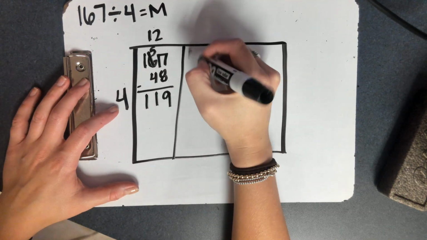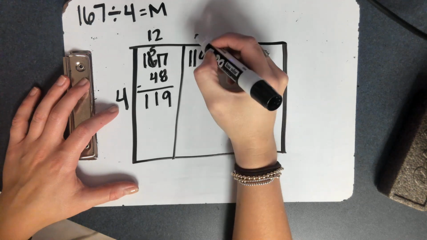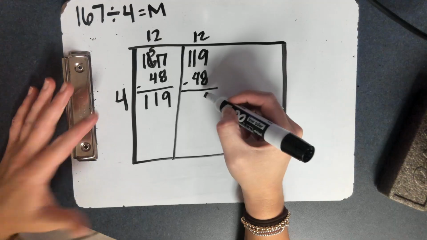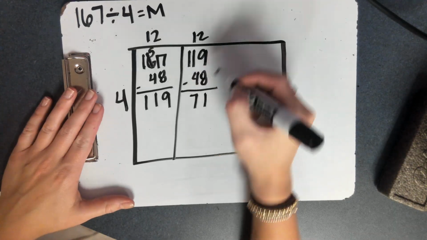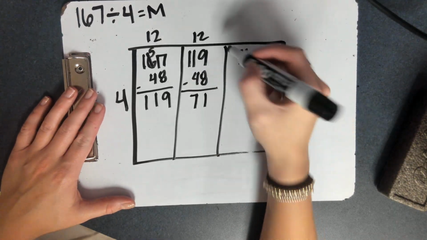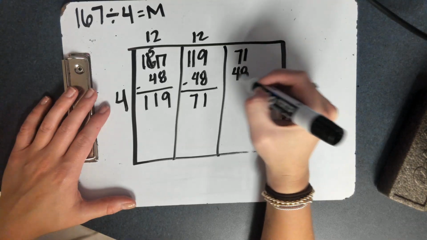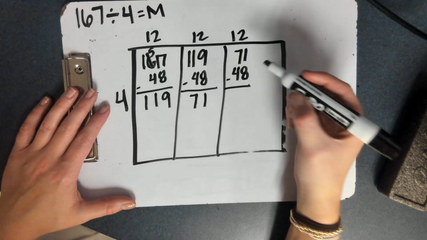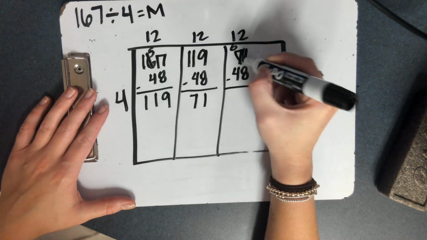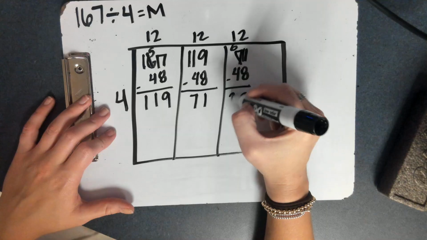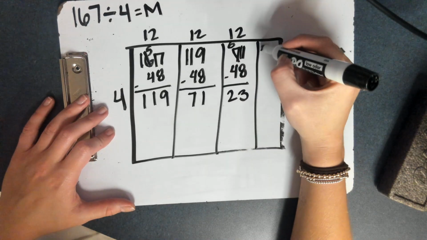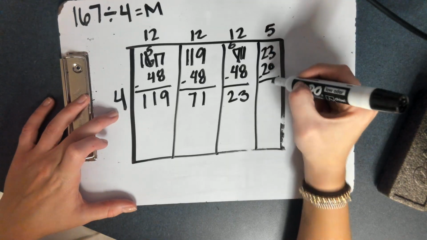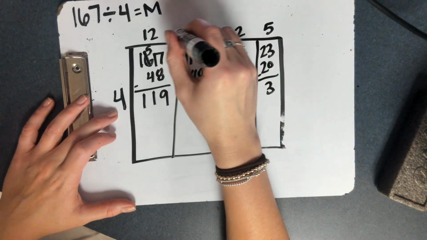I'm just going to have to do that maybe a couple times until I get down to a number that's a little bit more doable for me. Kind of see I'm just still going, which is totally fine, but they must keep track of their partial quotients along the top. And now I'm here at 23. I know that 4 times 5 is 20. That leaves me with that remainder of 3.